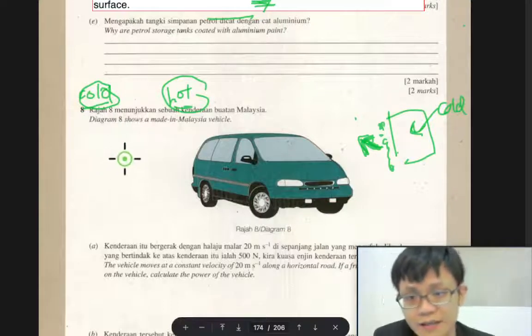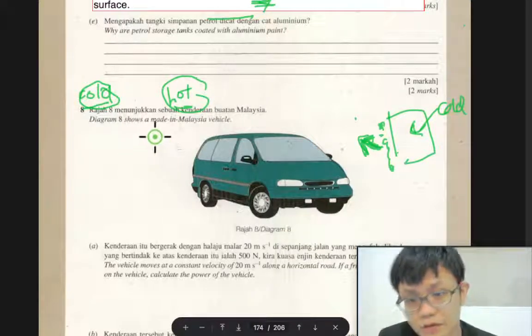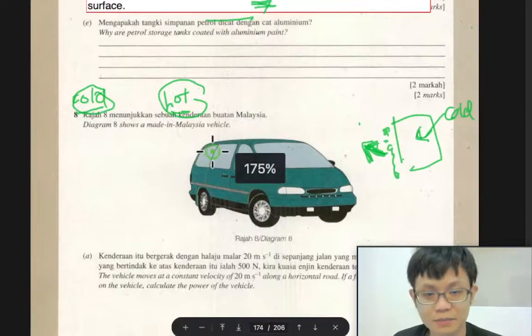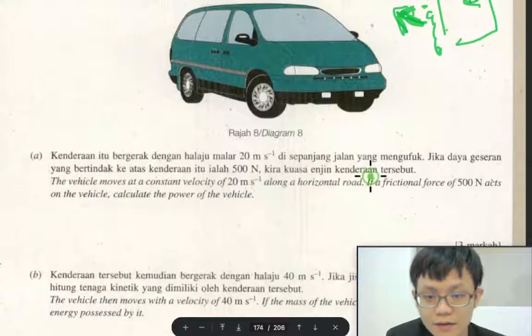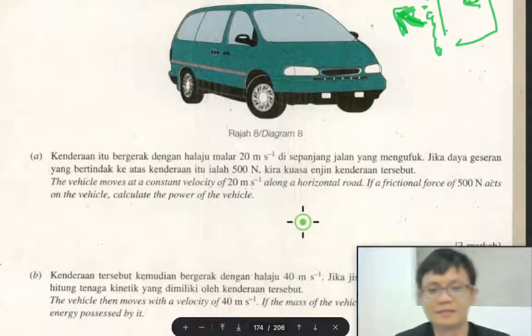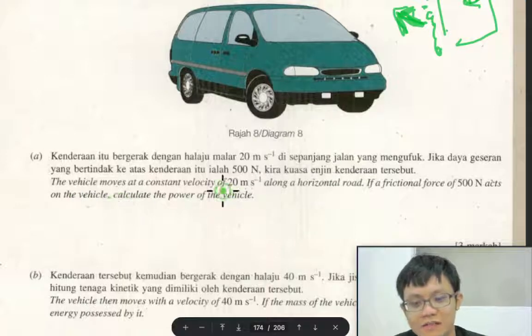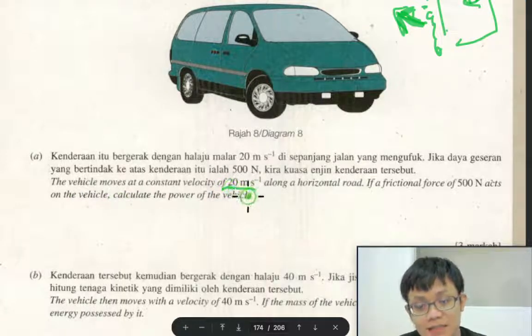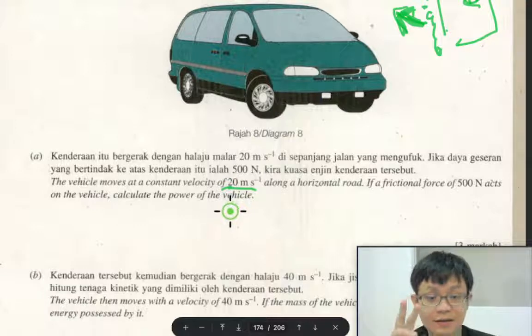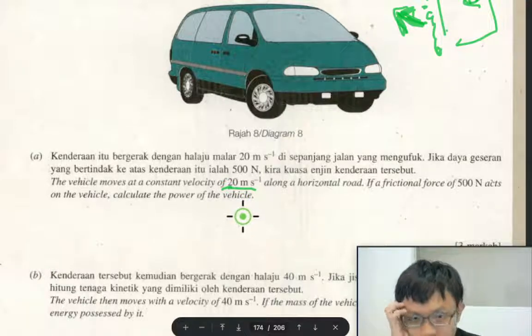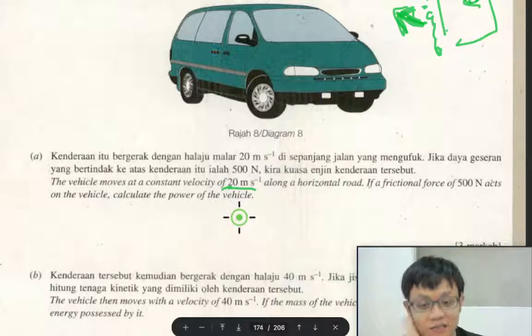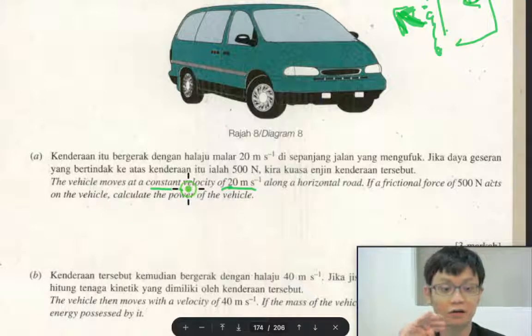Question number 8. Diagram 8 shows a made-in-Malaysia car. Wow, they support Malaysia car. This writer supports Malaysia car. Wow, this is a mathematics question. The vehicle moves at a constant velocity of 20 meter per second. Means in 1 second, the car will move 20 meter on a horizontal road without acceleration or deceleration. Means it's a constant speed, not faster, not slower, constant.